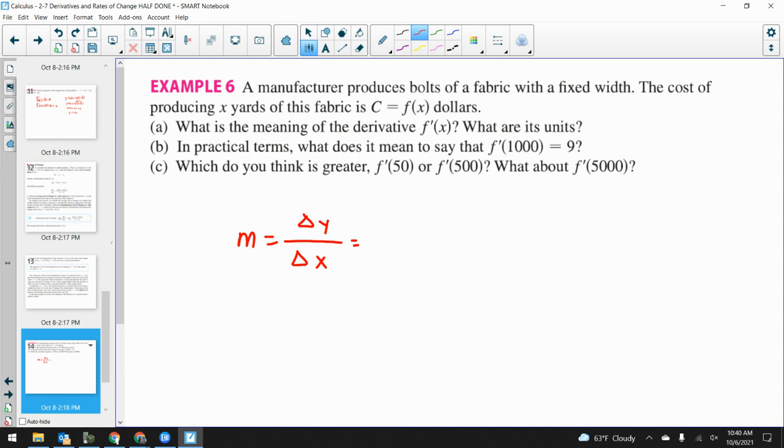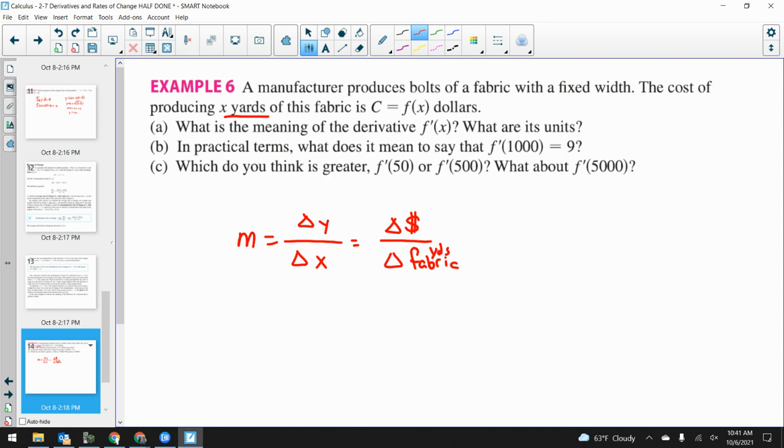What is my y value in this case? What is my output of that function? The cost of producing x yards of fabric is C is equal to f of x dollars. So my output is cost. My output is money. Well, then what's my input? Change in fabric. And that's the change in the yards of fabric.